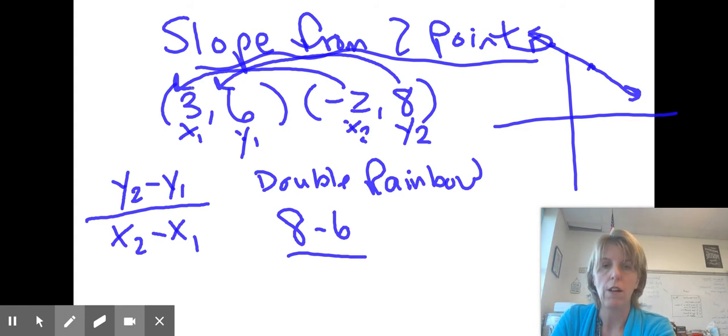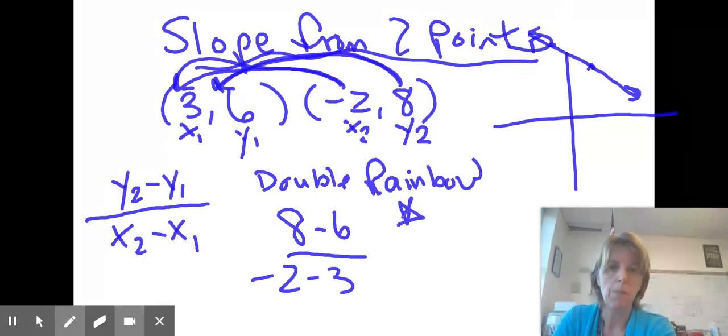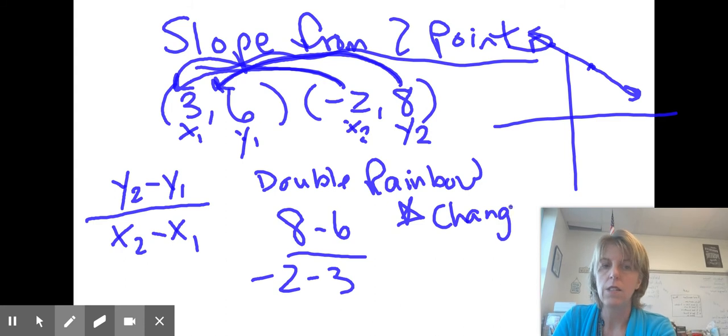But we're going to go right to left. 8 minus 6, and then -2 minus 3. Now, the part that you're going to mess up on here is you need to change to addition. We don't like subtraction. Let's get rid of subtraction. We're going to change to addition.